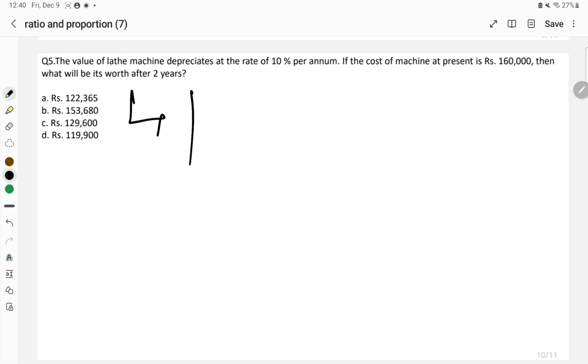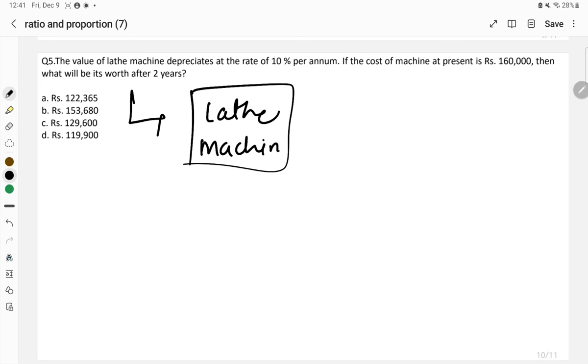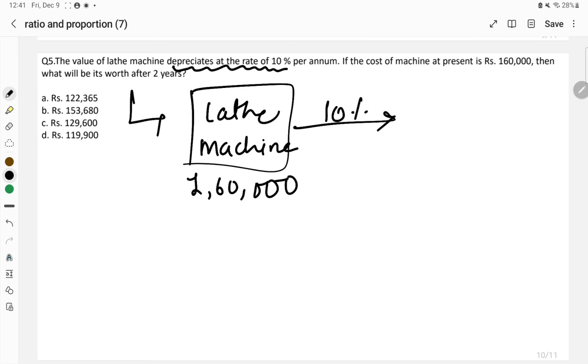What is given here? One lathe machine is given, and this particular lathe machine is depreciating each year by 10%. Its worth is reducing 10% per annum. If the cost of the machine at present is 1,60,000, that is the price. Now we have to calculate the worth of this machine after 2 years. We have to just focus on these two words, after or before. Now they have given us after 2 years.